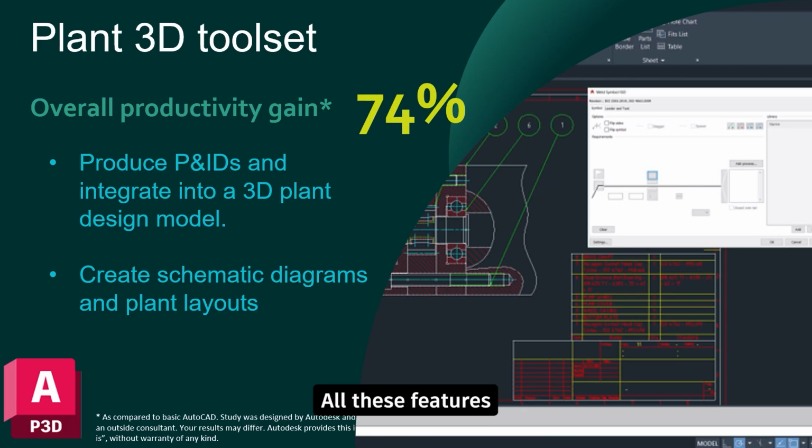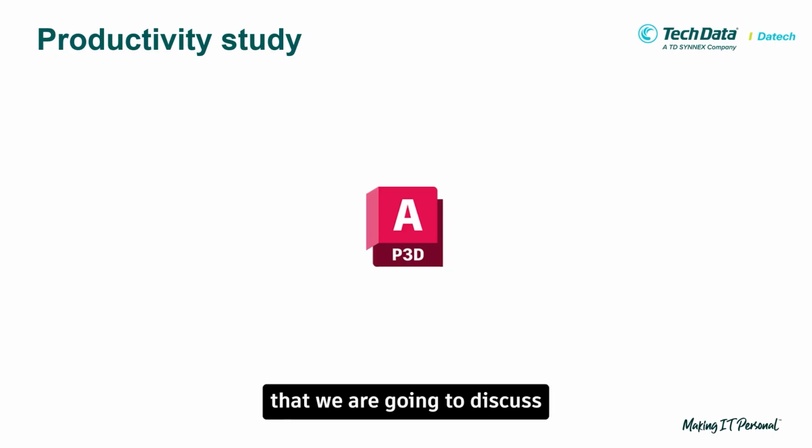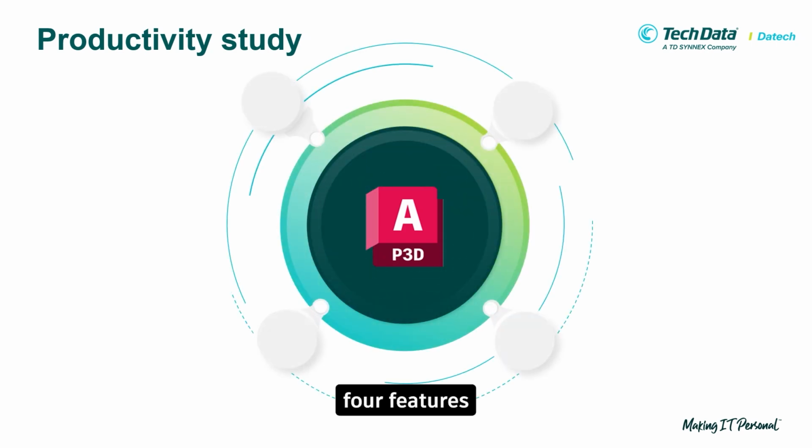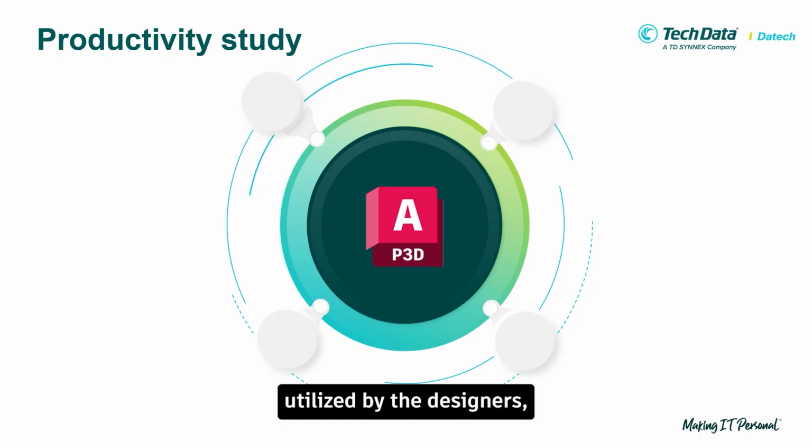All these features are recognized and more useful for the designers who are working on a set of rework, or who work on multiple plant designs. This is more essential and more required too. The productivity study that we are going to discuss here is relevant to the top 4 features that we find repeatedly utilized by designers, starting with producing isometric drawings.